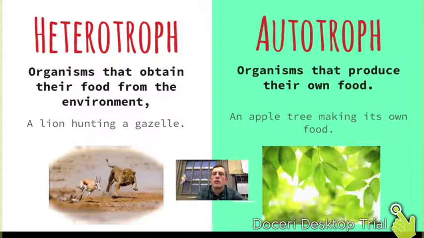You could also be an autotroph. And an autotroph is an organism like a plant that produces its own food. For example, an apple tree that's making its own food via photosynthesis. So we have two ways to get food. You can be a heterotroph or you can be an autotroph.